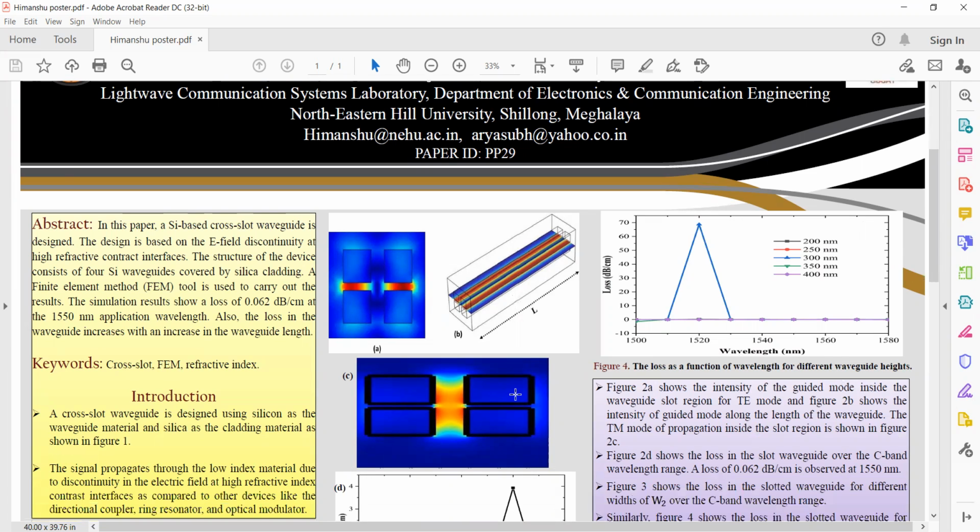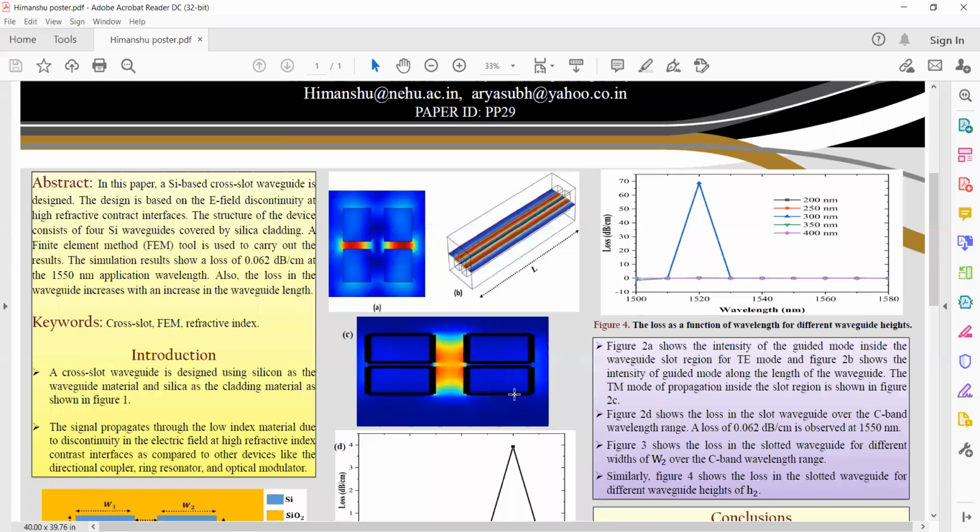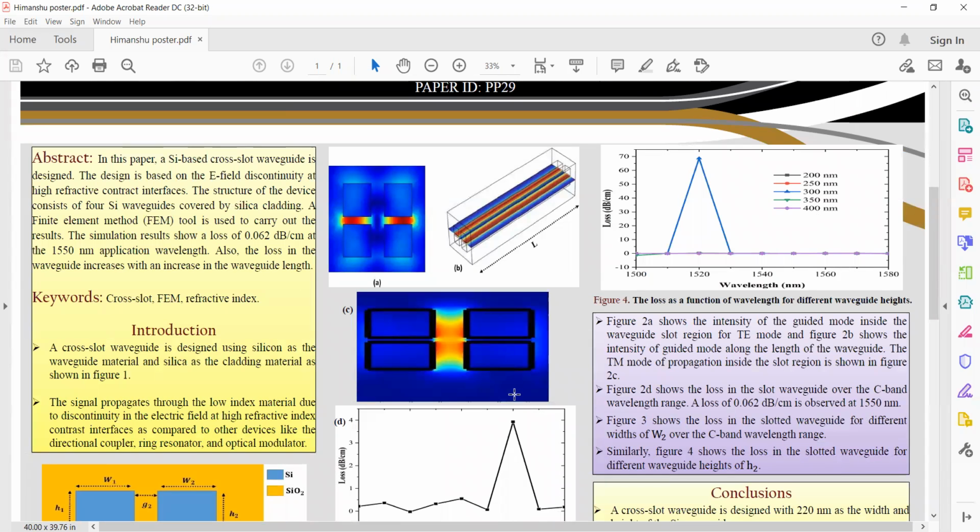So in a cross-slot waveguide, the signal propagates to the slotted region, that is a lower index region, as compared to higher index region. And this is due to the discontinuity in the electric field at high refractive index contrast interfaces, as compared to other devices like optical modulators, ring resonators, or directional couplers, where the signal travels through the core of the waveguide, which is having a high refractive index.